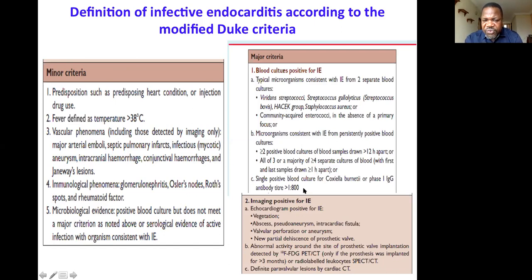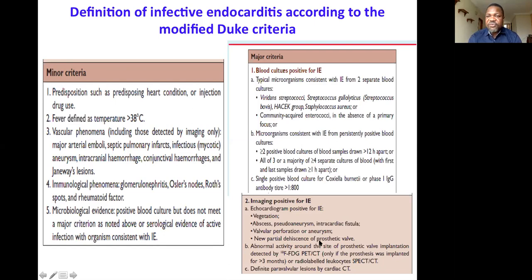Now you can also do imaging techniques like echocardiogram. Echocardiogram can be positive. When you do echocardiogram, you can find vegetations. You can find abscess or pseudoaneurysm. You can find valvular perforations, or you can find abnormal activities around the site of prosthetic valve implantation.